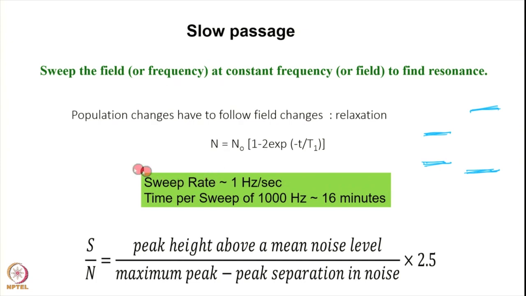Now, how do you define the signal to noise ratio? If I have a spectrum like this, then I have the noise here, this is noise, and I have the signal here. So, what you do is, you take peak height above a mean noise level. So, here let us say you take a separation between these two points above a mean noise level, and then you take the maximum peak to peak separation in noise, okay.